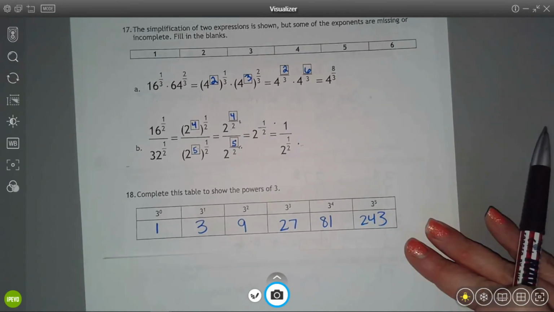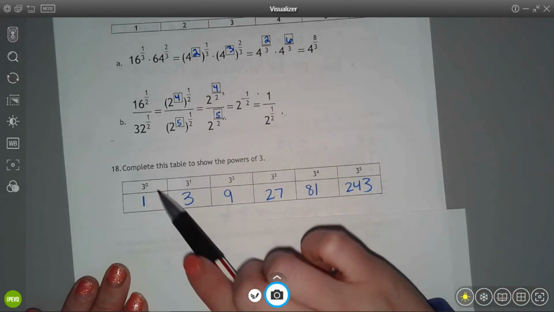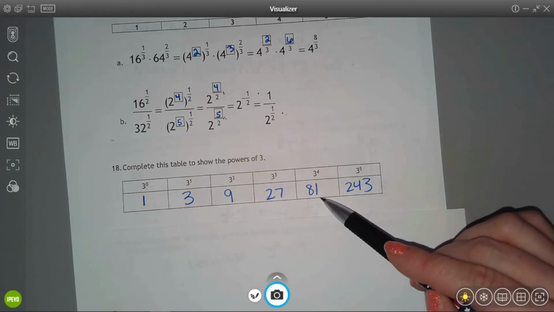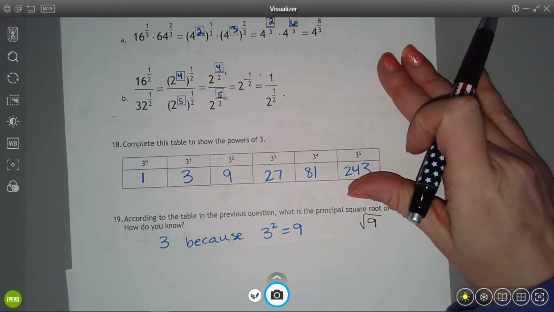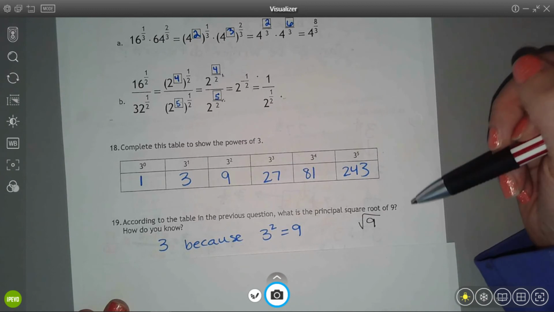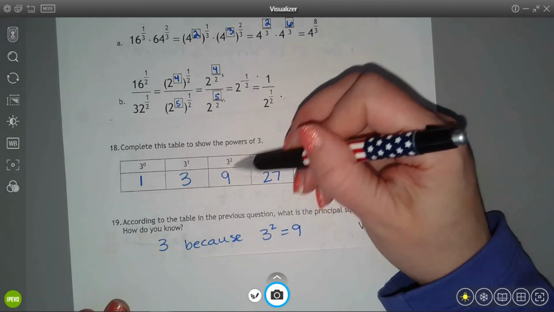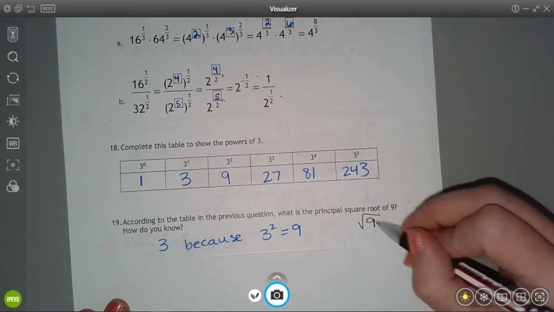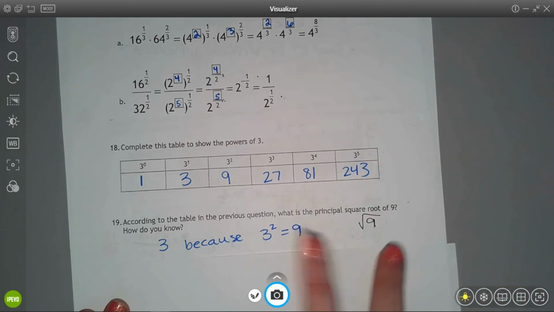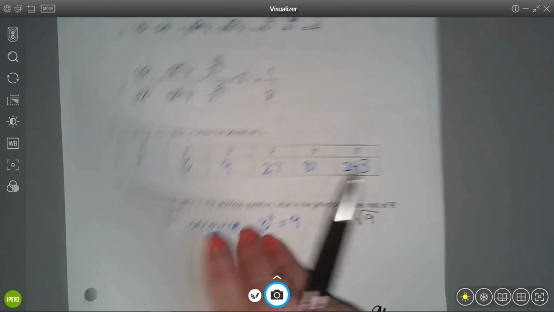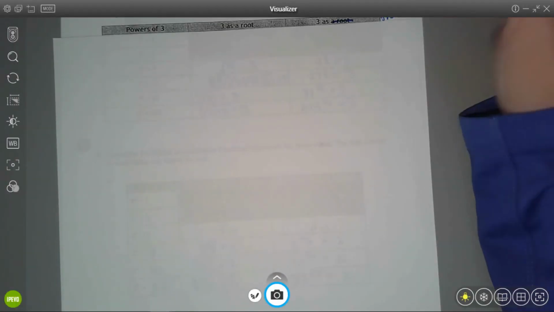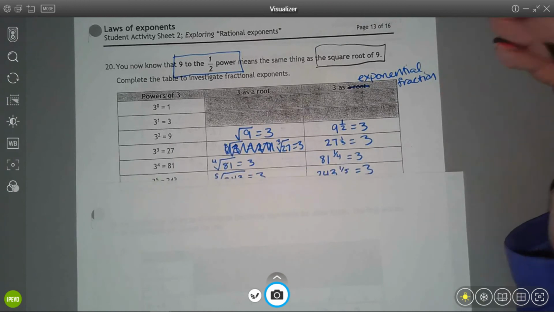Okay. On this, what are our powers of 3? Well, anything raised to the 0 power equals 1. 3 to the 1st power is 3. 3 squared is 9. To the 3rd is 27. To the 4th is 81. To the 5th is 243. According to this table up here, what is the principal square root of 9? Okay, well, 3 squared is 9. So the square root of 9 is 3. Those are inverse operations, guys. Okay, so now that we know that 9 to the 1/2 power means the same thing as the square root of 9, some things I want us to think about.